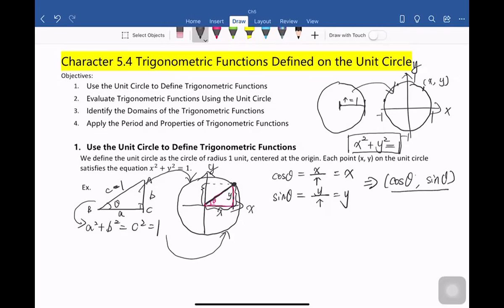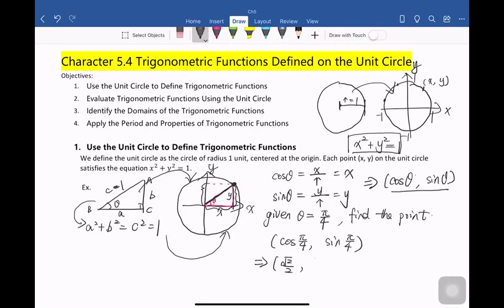Given that theta equals pi over 4, find the point. We have cosine pi over 4, sine pi over 4. That is square root of 2 over 2, square root of 2 over 2. So if they give us the angle, then we can find the point. Let's move on.